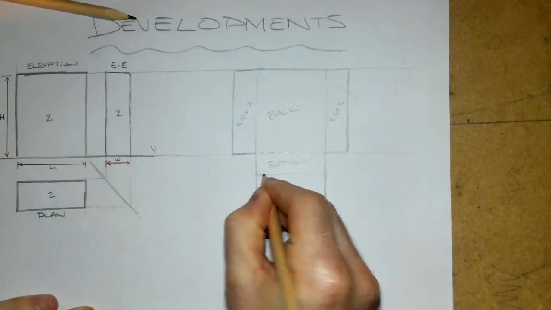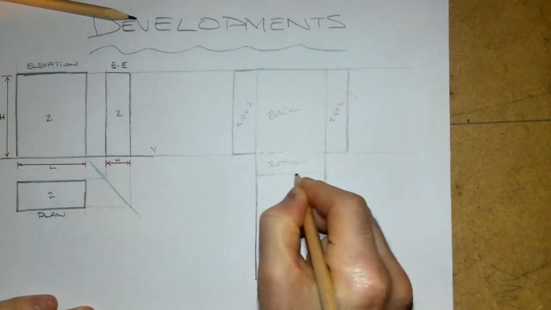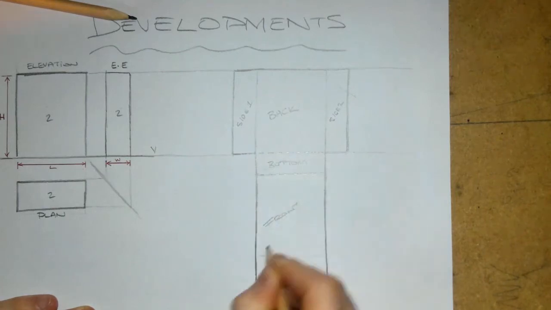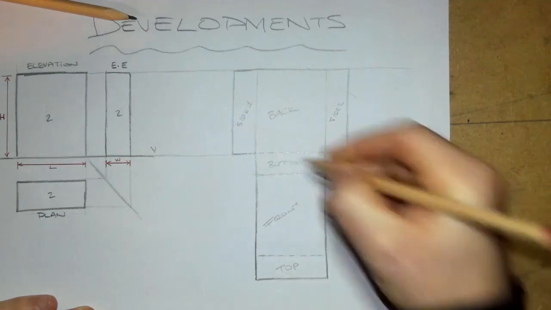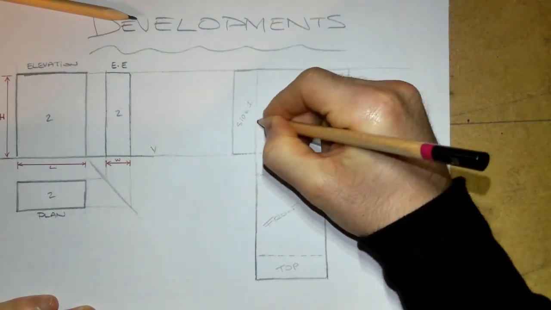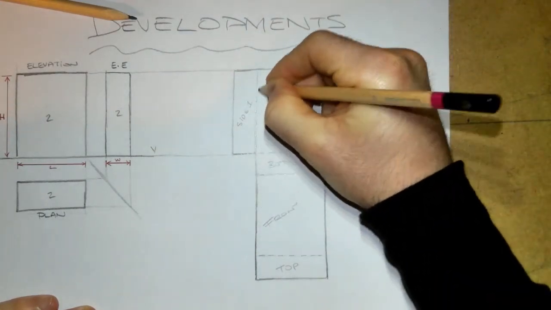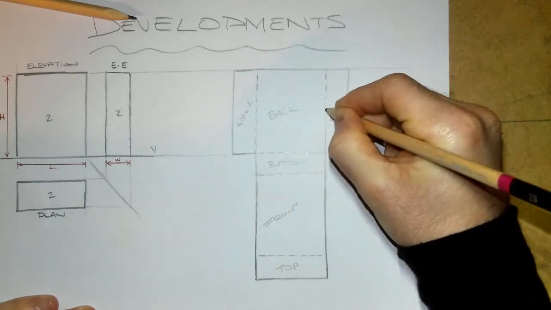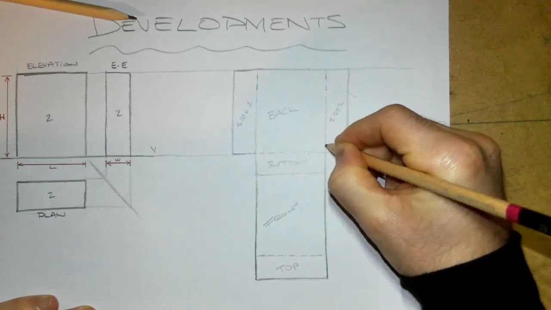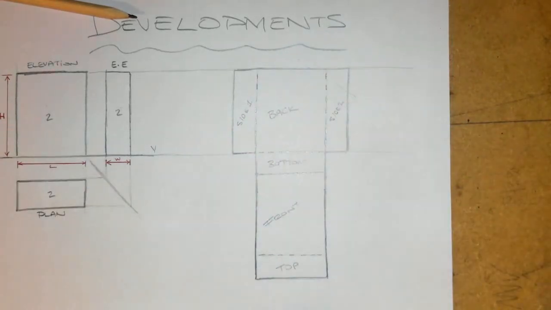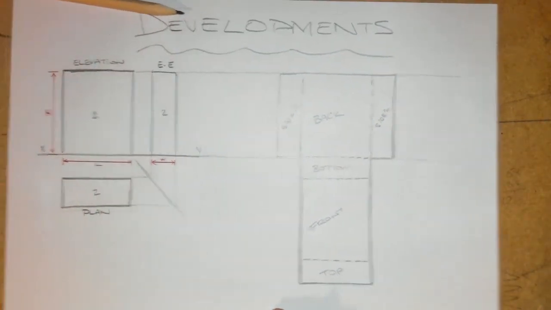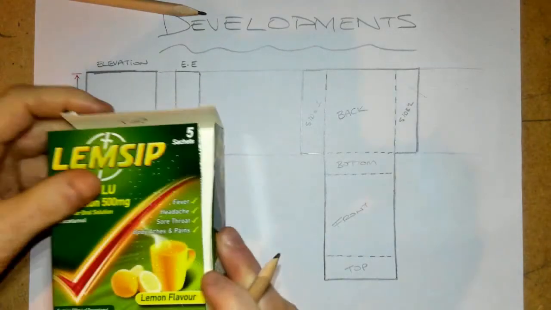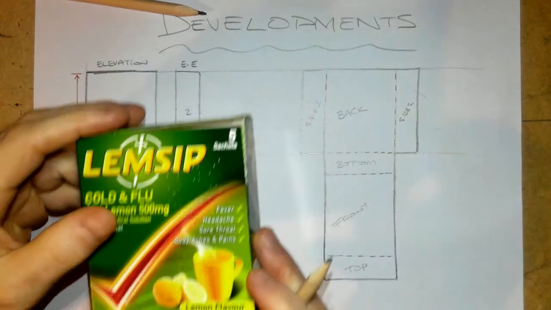So I need to go over all of those fold lines and hatch them. You can see there, everything folds back together, and there, and one more side, this one as well. As I said, there are numerous ways that you can open out a surface or a box or whatever it is that you're developing. That was just a simple example of a Lemsip box that I got out of my cupboard at home.